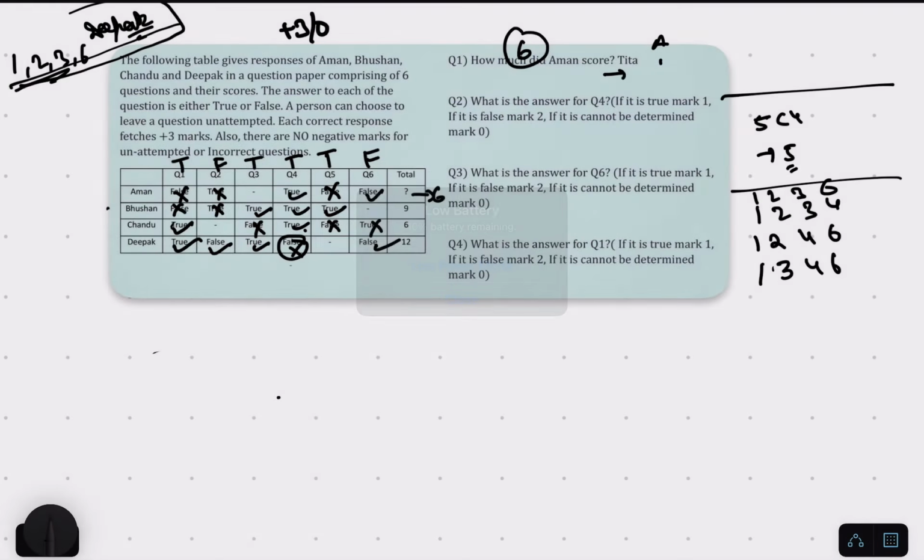What is the answer for question number 4? Question number 4 answer is, you can see that it is true. If it is true, mark 1, so 1 we will write. Okay, what is the answer for question 6? Question 6 answer is F. F means 2, so 2. What is the answer for question 1? Question 1 answer is true. True means 1. So this is it. This was the set.